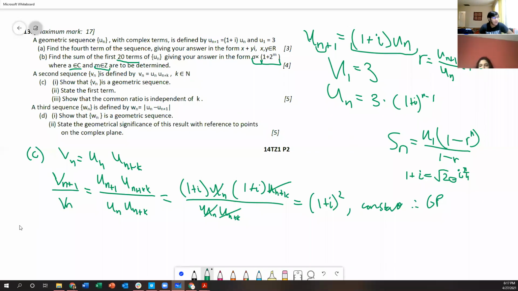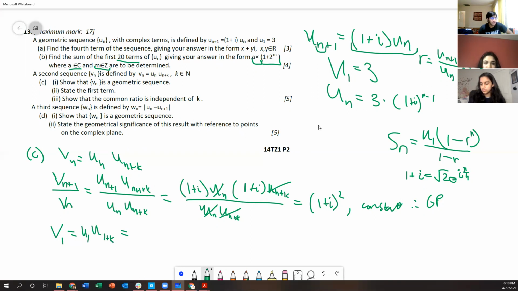Okay. So now for part D. We just did part 1, so we need to do the other 2. State the first term. What would the first term of this sequence be? How could we figure that out? Well, we can just plug in V1, right? V1 equals U1 times U1 plus K. So if we do that, what do we get?